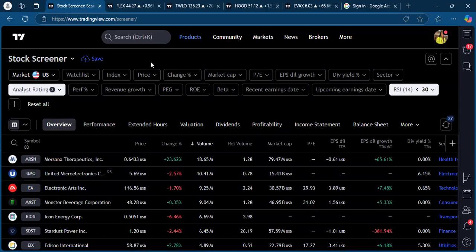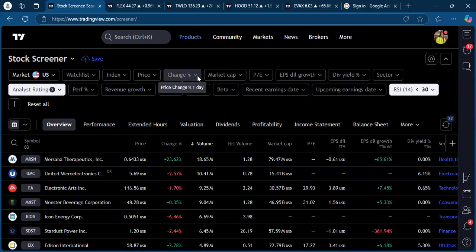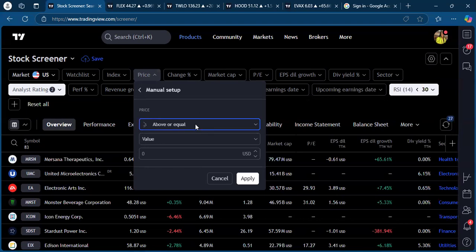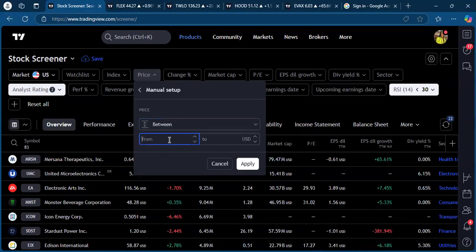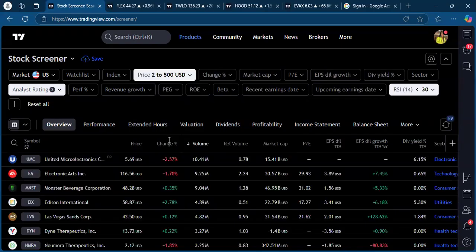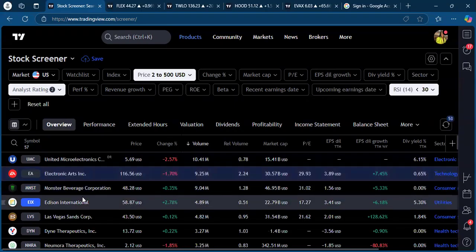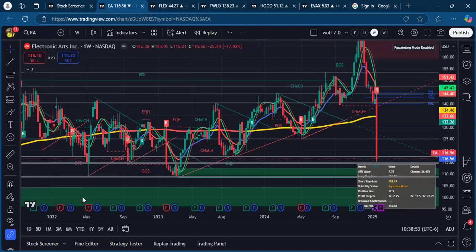Now, I can change my price point. If I don't want to see a stock that is worth 64 cents, I can clean that up. I can make a manual setup that says between, let's just say I want to do $2 and 500. I can clean that up. Now you'll see what's trending in that area. So let's check out EA. It's not a ticker that I've checked out anytime recently. However, they're showing oversold.